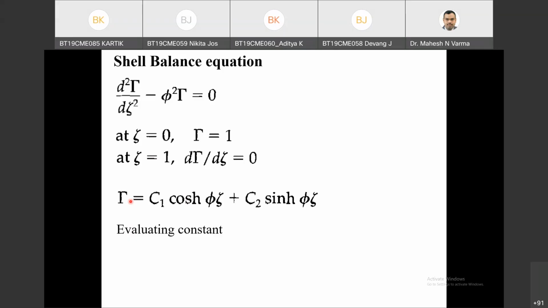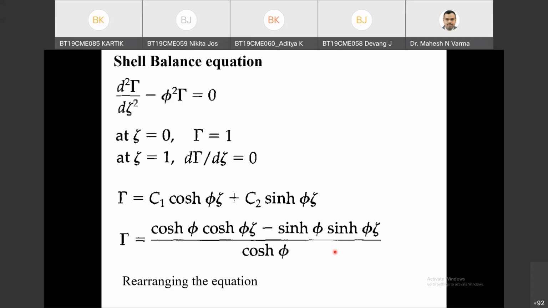Yes, sir, we are differentiating now. Correct. Substitute C1 and C2 in that equation and get the value of gamma, the dimensionless concentration. Substitute and check that you are getting this value.